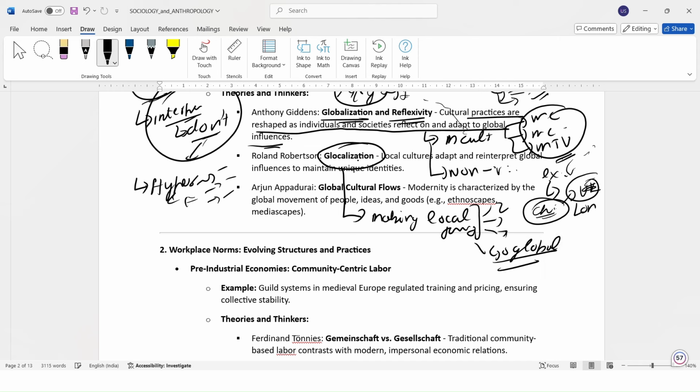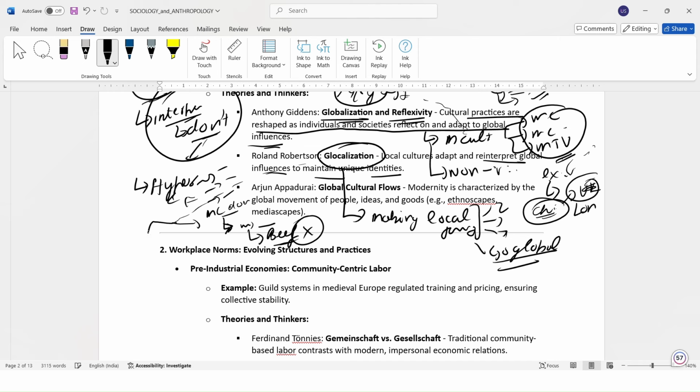This is a perfect definition of globalization. Local cultures adapt and reinterpret global influences to maintain unique identities. So what happens is that, for example, McDonald's came to India, but it realized that for it to be actually successful, it needs to make burgers differently. That's why you have chicken tikka masala burger, or you don't have any beef burgers because beef is not a part of Indian culture, or not looked upon very highly.